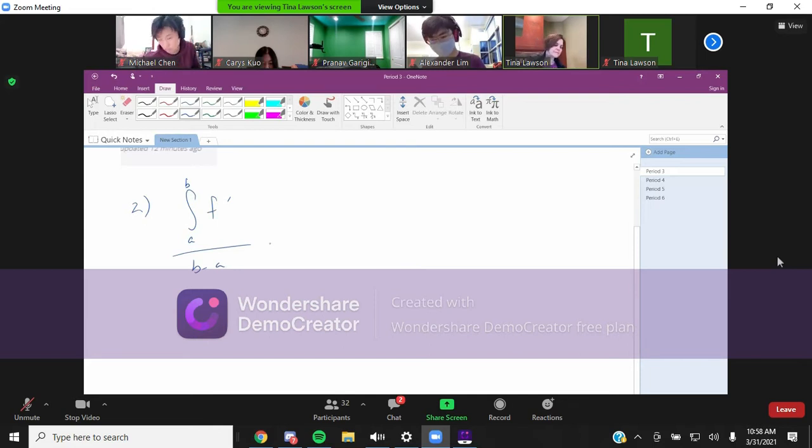So what does that mean for this problem? Well, when you take the integral of f prime, you just get literally f because you anti-derive it, you undo it. So when you undo it, what you're basically finding is f of b minus f of a.